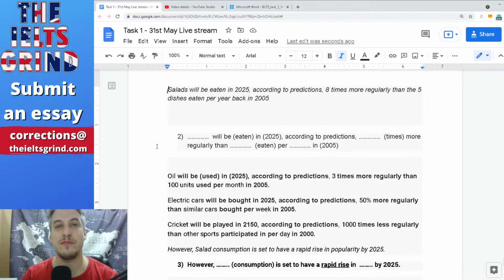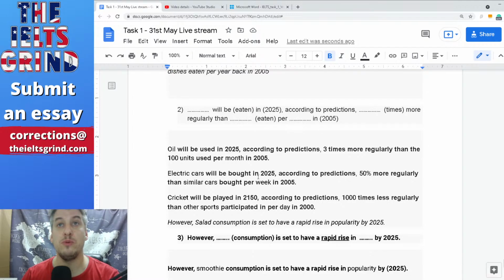So let's look at some examples of how I adapted this sentence frame. Oil will be used in 2025 according to predictions 3 times more regularly than 100 units used per month in 2005. I don't really want this in brackets. So maybe actually I should say the 100 units. This means that in 2025, how many units of oil will be used? 3 times 100, 300 units. Electric cars will be bought in 2025, according to predictions, 50 times more.